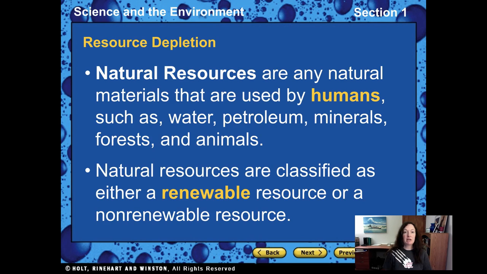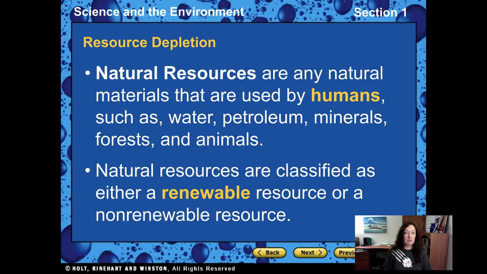Resource depletion is looking at our natural resources, so the materials that we already have here on Earth. How do we use those materials? Are we using them and then we're done with them? Or are we reusing them, recycling them? All these natural resources are considered renewable if you are able to use them over and over and over again. We'll talk about a few examples in the next slide.